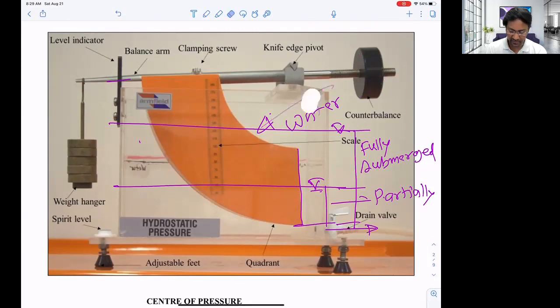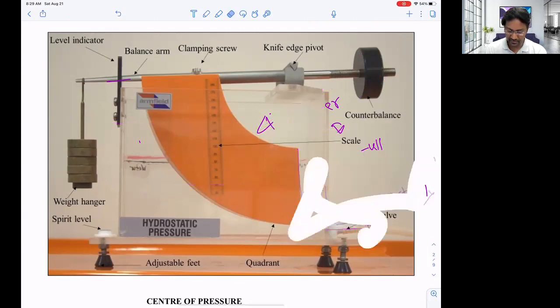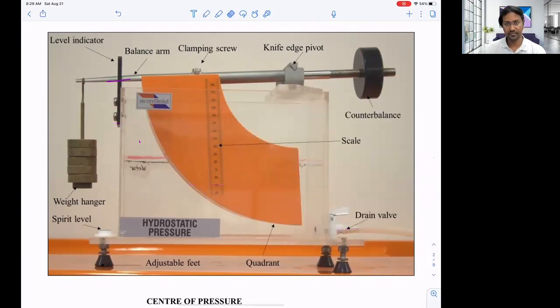What type of reading will we take? Let me just explain. So that is the setup. It will be done for two different conditions, partially submerged and fully submerged. And for each of these conditions, we have to calculate the center of pressure, and you have to plot how it is changing, right?